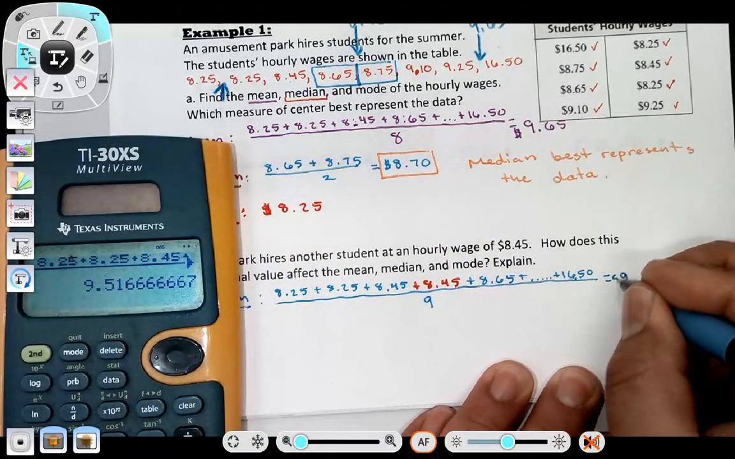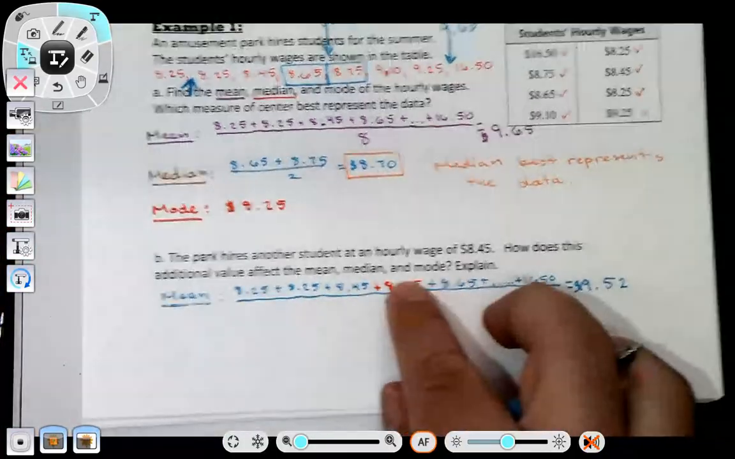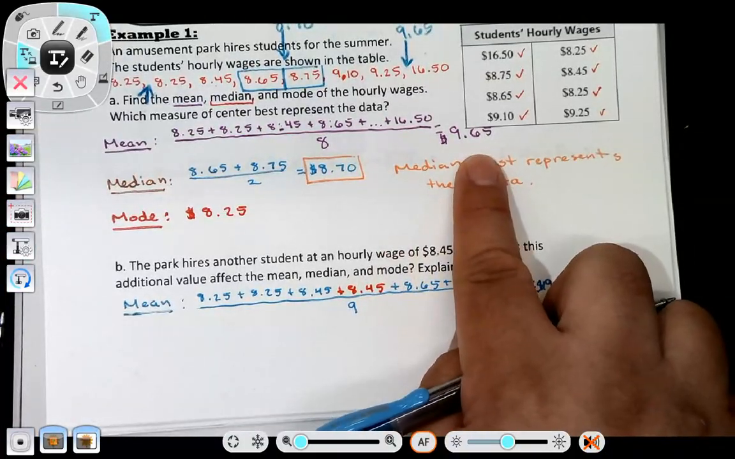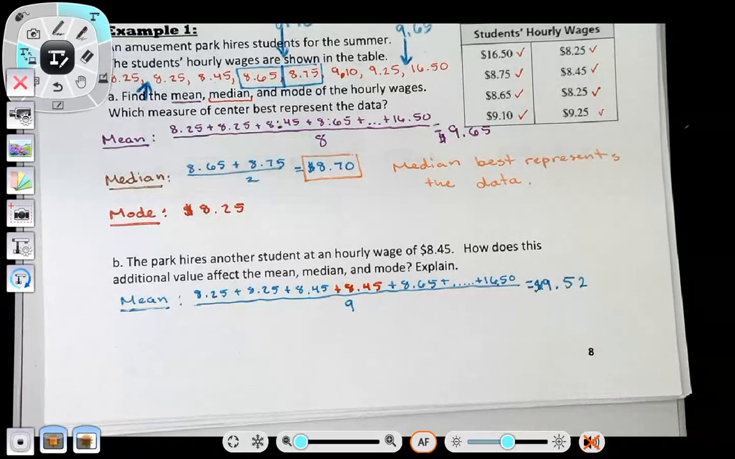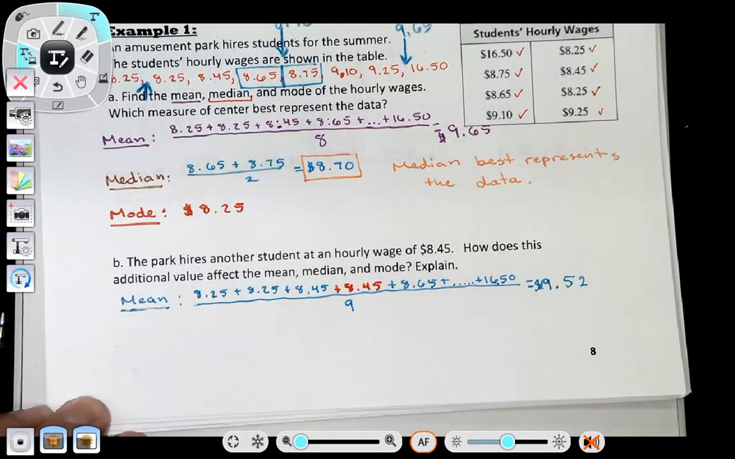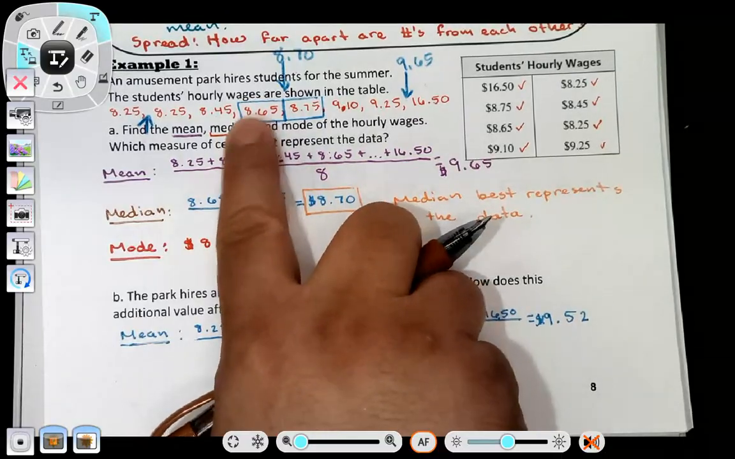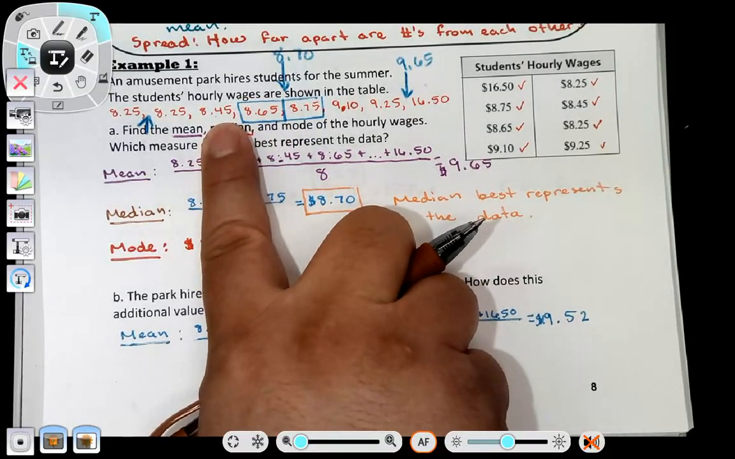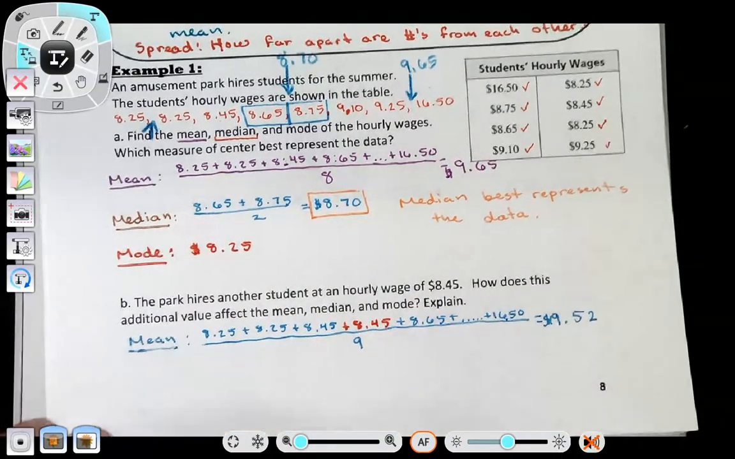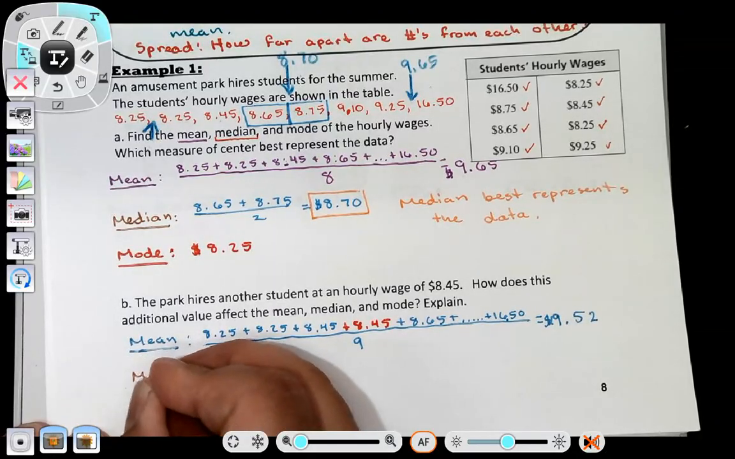So what happened to the mean? Did the mean go up or did the mean go down? It went down, right? It actually dropped. So, yeah, the mean dropped. Well, it makes sense. We added a number that was on this side, on the lower end. That's why the mean dropped. So then, what about the median?